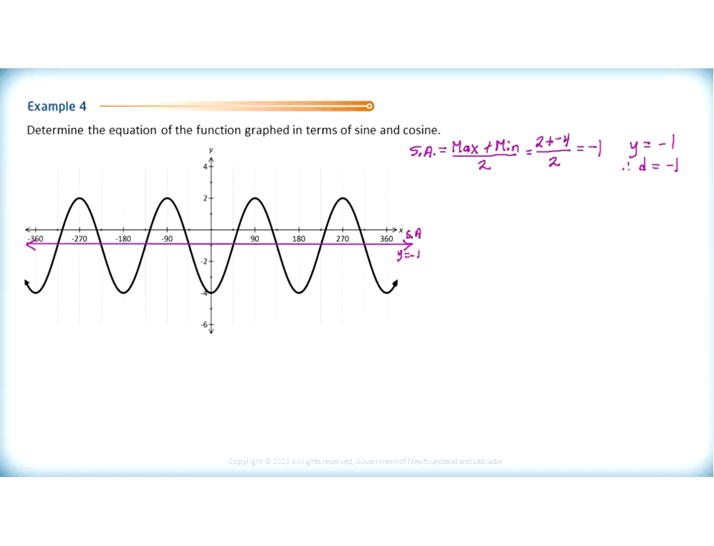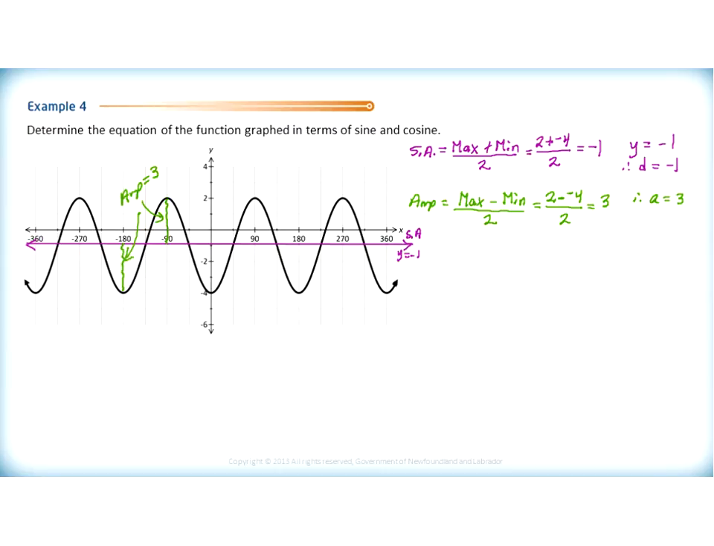Next, we will look at the amplitude. The amplitude is determined by taking the maximum value minus the minimum value divided by 2. So the maximum value is 2 minus -4, all divided by 2. That works out to be 6 over 2, which is equal to 3. That gives us the parameter a equal to 3, which is again the distance between the sinusoidal axis and a maximum or a minimum value of the function. So here you can see that the amplitude is equal to 3.